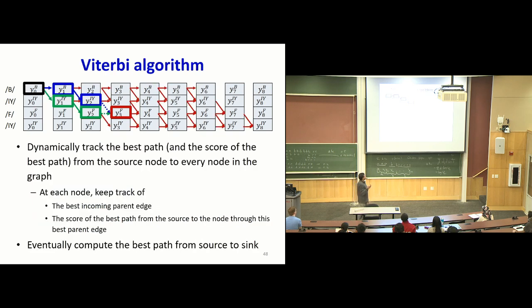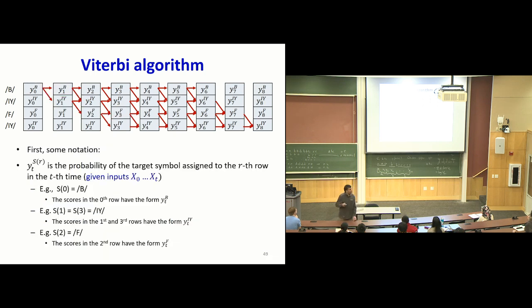So you can implement it algorithmically like so. You can dynamically track the best path and the score of the best path from the source to every node in the graph. At each node, you're going to keep track of the best incoming parent and the score of the best path to that node. And then eventually you will use this to compute the best path from the source to the sink. So instead of just having this in words, let's actually look at it as an algorithm. Some notation.